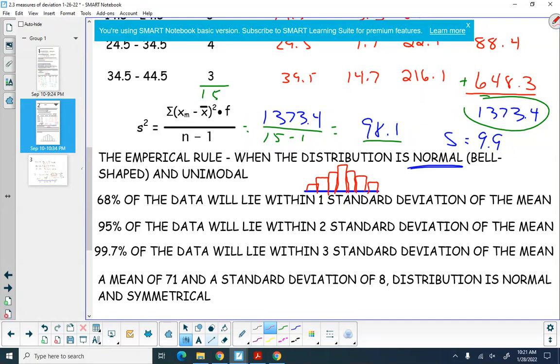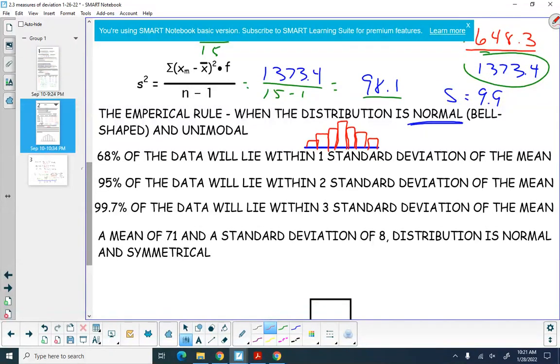Statistically, this is what a lot of statistics deal with when calculating and projecting out. If our data is fairly normal with a bell-shaped curve, 68% of the data will lie within one standard deviation of the mean. One standard deviation of the mean. Now, what do we mean by that?